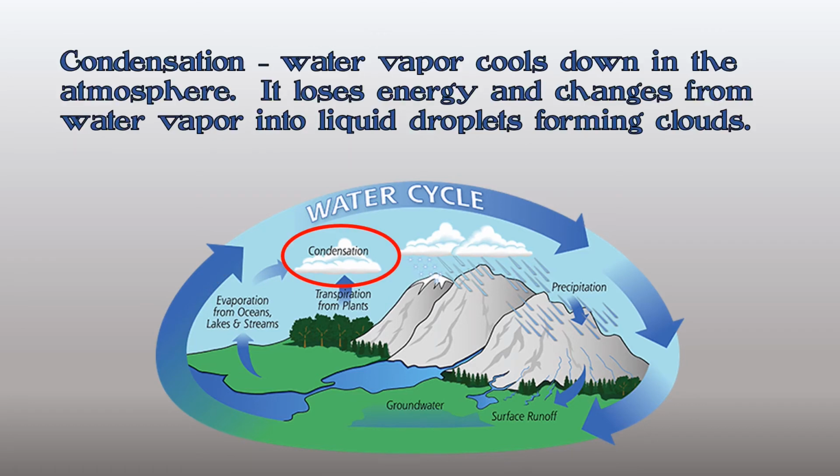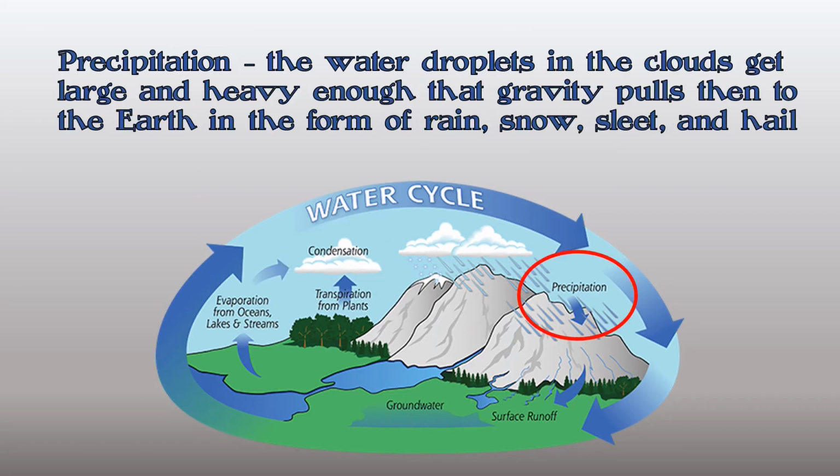Condensation happens when the water vapor cools down in the atmosphere. It loses energy and changes from a water vapor into liquid water droplets and form clouds. Precipitation occurs when the water droplets in the clouds get large and heavy enough and gravity pulls them towards the earth in the form of rain, snow, sleet, or hail.